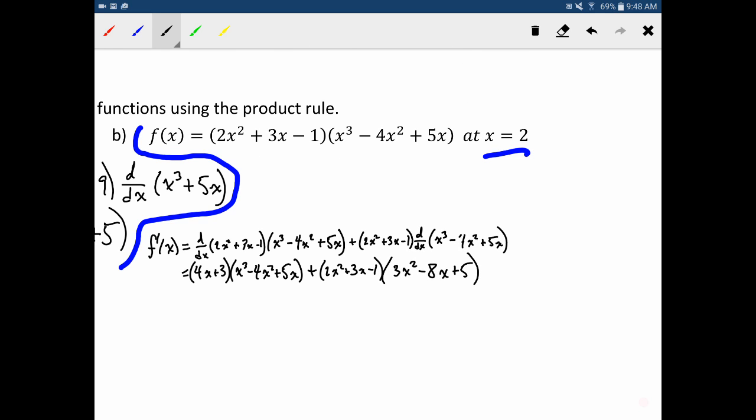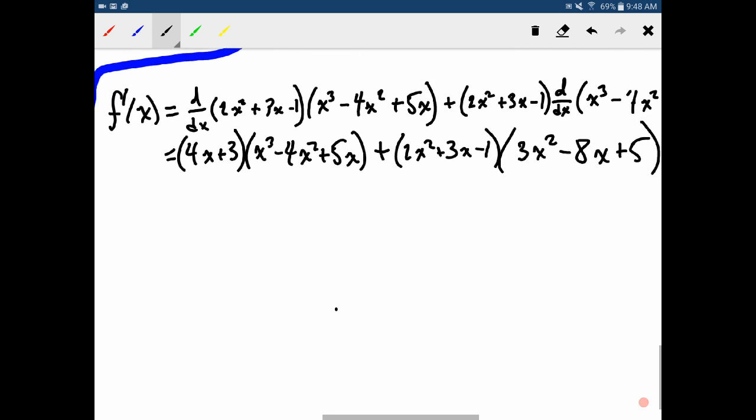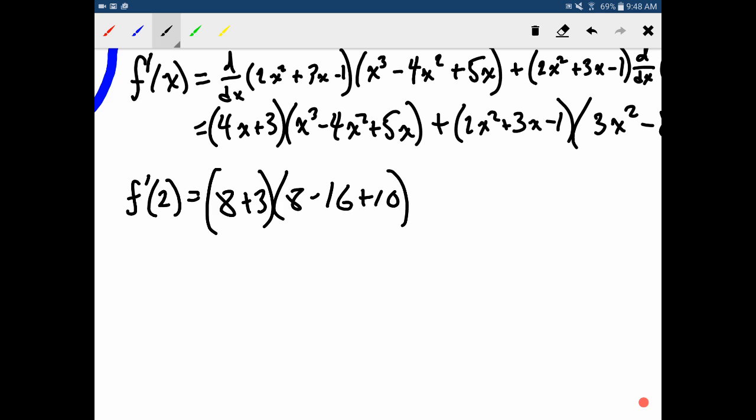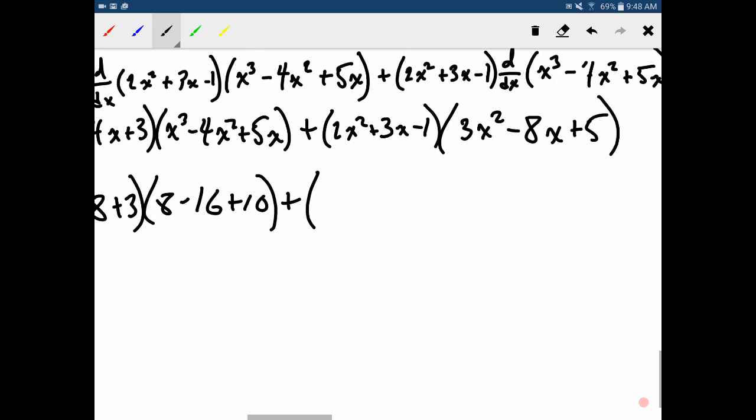So there's our derivative. Now we're evaluating it at x equals 2, so we're going to go through and sub in 2. So we want to find f prime of 2. So we're going to have 8 plus 3 times 8 minus 16 plus 10, plus 8 plus 6 minus 1 times 12 minus 16 plus 5.